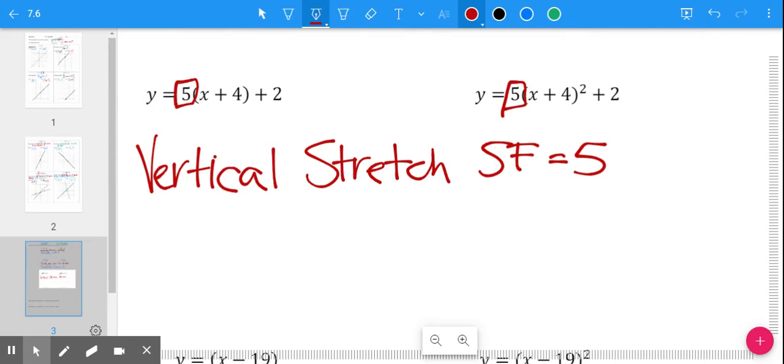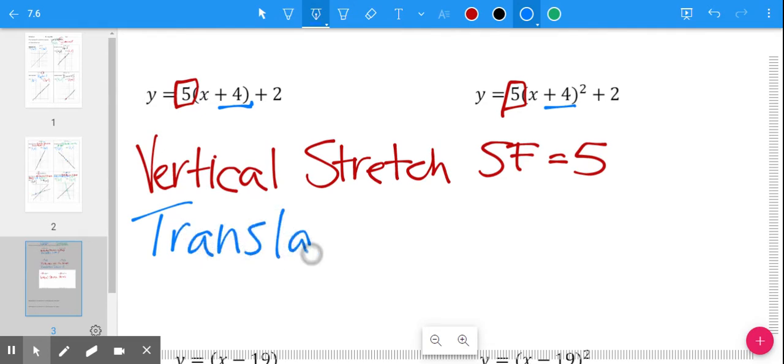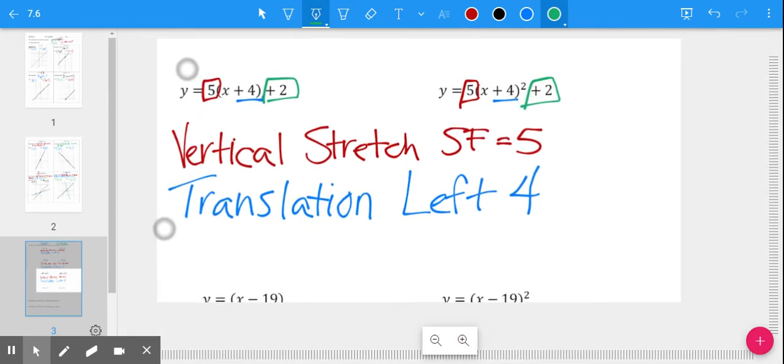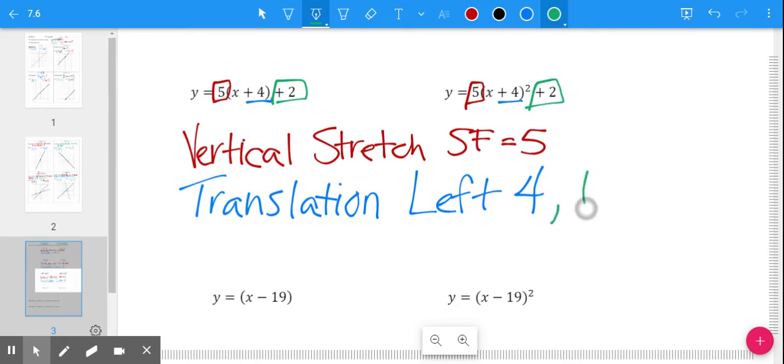So then looking at the next thing going on is inside with your inputs, you have a +4. So that is a translation. Remember, we change inside, so it's left 4. And then there's a +2 on the outside, affecting your outputs. So it's up 2. And again, the only difference is the one on the left is linear because there are no exponents. The one on the right is quadratic because there's a 2 in the exponent.